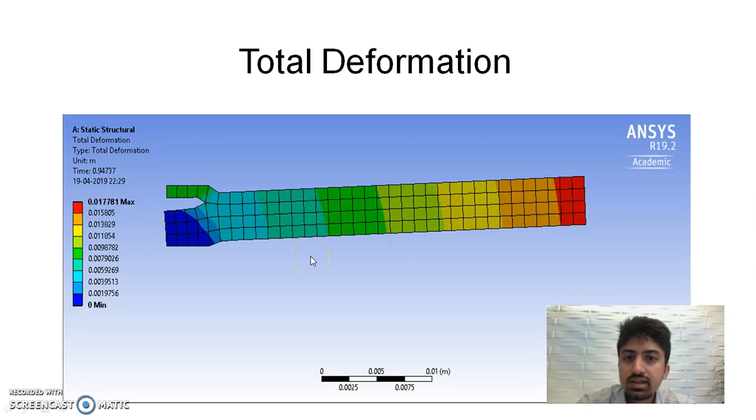This was the total deformation, about 17 millimeters, after solving with the default mesh sizing. It is maximum at the right edge and minimum at the bottom left edge.